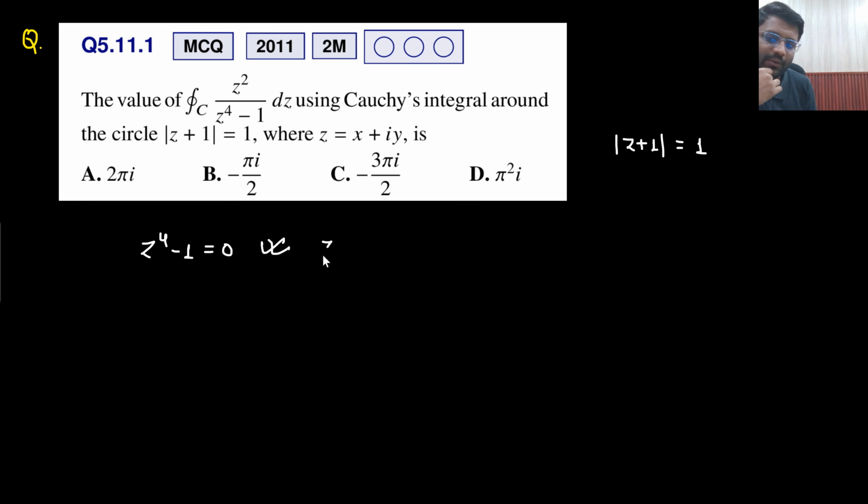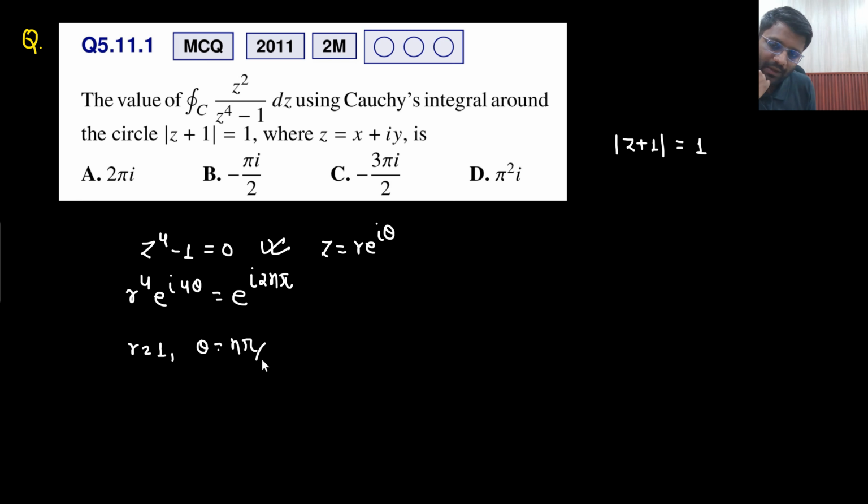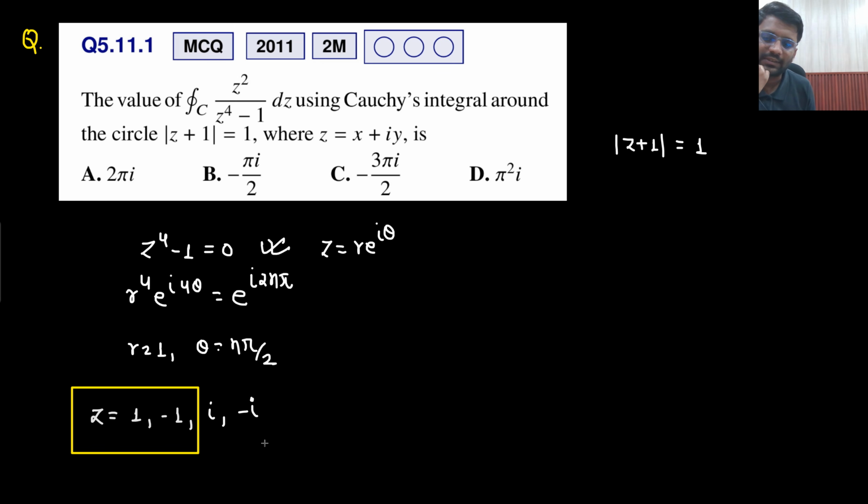Yes, sir. What I need to do is assume z equals r e to the power iota theta. Then I will put r to the power 4 e to the power iota 4 theta equals 1. 1 will be written as e to the power iota 2n pi. So from here, sir, I will compare. r will come out to be 1 and theta will come out to be n pi by 2. So n equals 0 and so on, I will put everything. And eventually, the same kind of equation we have solved. The answers were 1, minus 1, iota and minus iota. You can check. These were the answers. So these are the points which we need to consider.